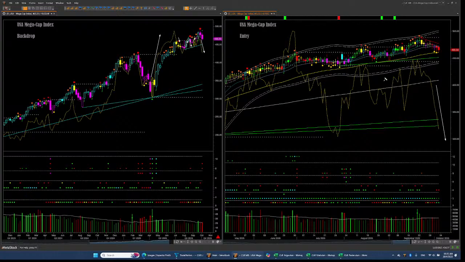Underperforming the market, however, does not mean it is in a downtrend. It is still having higher high, higher low. It is not in a downtrend. It also has trendline support nearby. Unless the trendline support is broken, it will be difficult to short the mega caps.